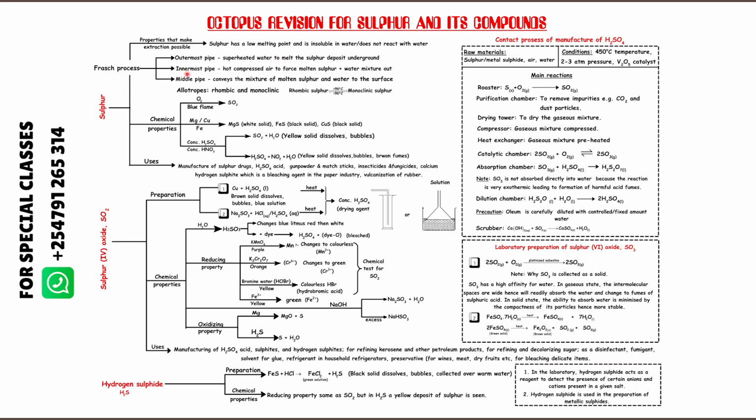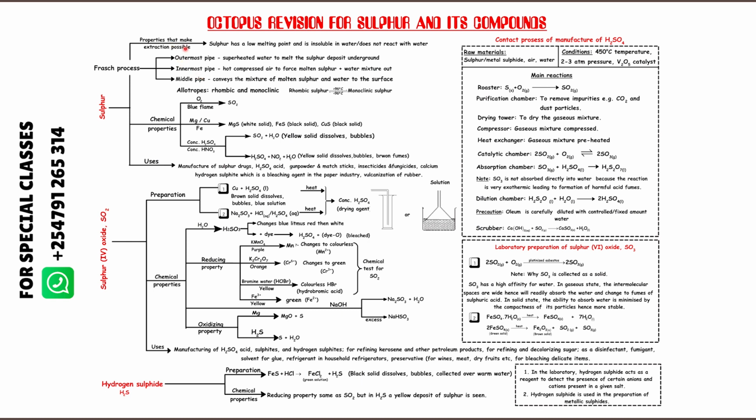Then we have the middle pipe. The middle pipe is the one that conveys the molten sulfur and water to the surface. Remember, the innermost pipe contains hot compressed air, and don't say compressed air, it is hot compressed air. Its role is to force the molten sulfur out, and it is the molten sulfur plus water which is forced out through the middle pipe. So by looking at that analysis, you can know the role of each of the components passing through the different pipes.